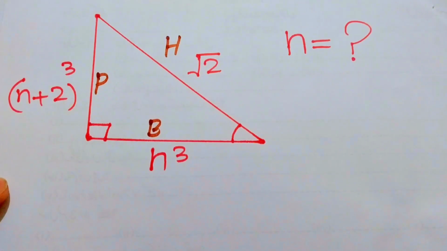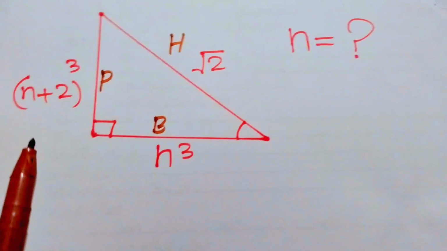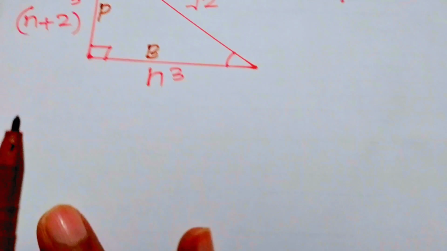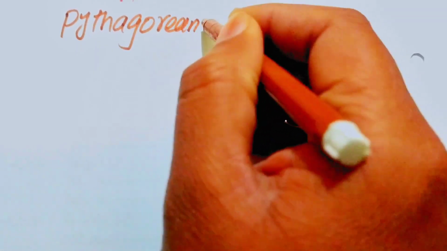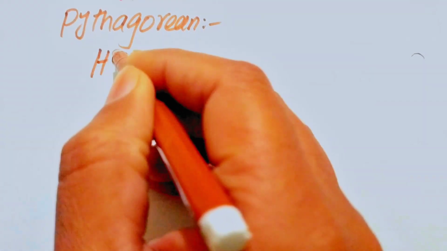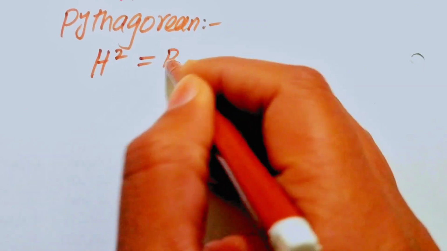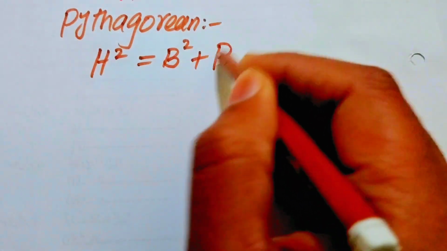Now here we use the Pythagorean theorem in order to find the value of n. So here we first write the Pythagorean theorem. You already know about the Pythagorean theorem. It is stated as hypotenuse square equals to base square plus perpendicular square.